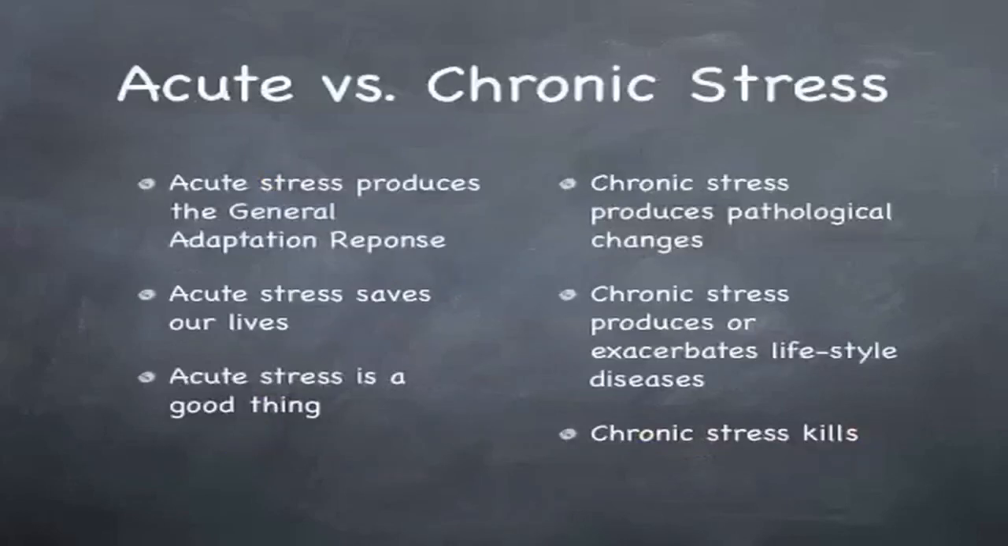Acute versus chronic stress. Acute stress produces the general adaptation response, whereas chronic stress produces pathological changes. Acute stress saves our lives. Chronic stress, on the other hand, produces or exacerbates lifestyle diseases, like adult onset diabetes and atherosclerosis, which produces heart attacks and strokes. These are diseases that for the most part are not caused by infectious organisms, but by the way we live our lives. Acute stress is a good thing. God built it into us so that when we come face to face with a mountain lion, we won't get eaten. But chronic stress kills us. It becomes a problem more severe than the mountain lion.